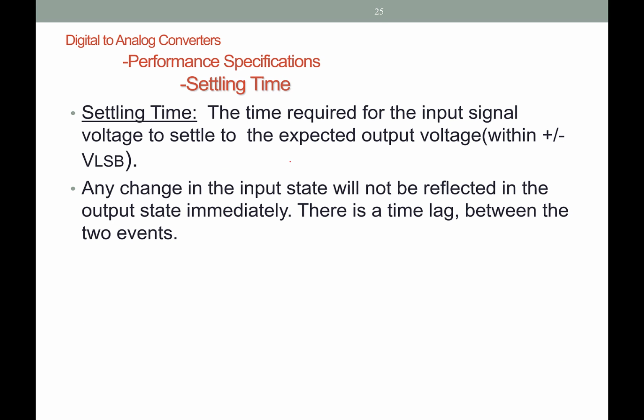Settling time is another performance spec, and it's similar to, but the opposite of, our analog to digital converter, where you had to sample the analog value and wait until it charged the capacitor up, and then you could convert it. You had to wait that conversion time, that settling time, to take place before you could do the conversion. Same thing here. The time required for the output voltage to settle to the expected output voltage within the variation of just the voltage level of the resolution that we talked about.